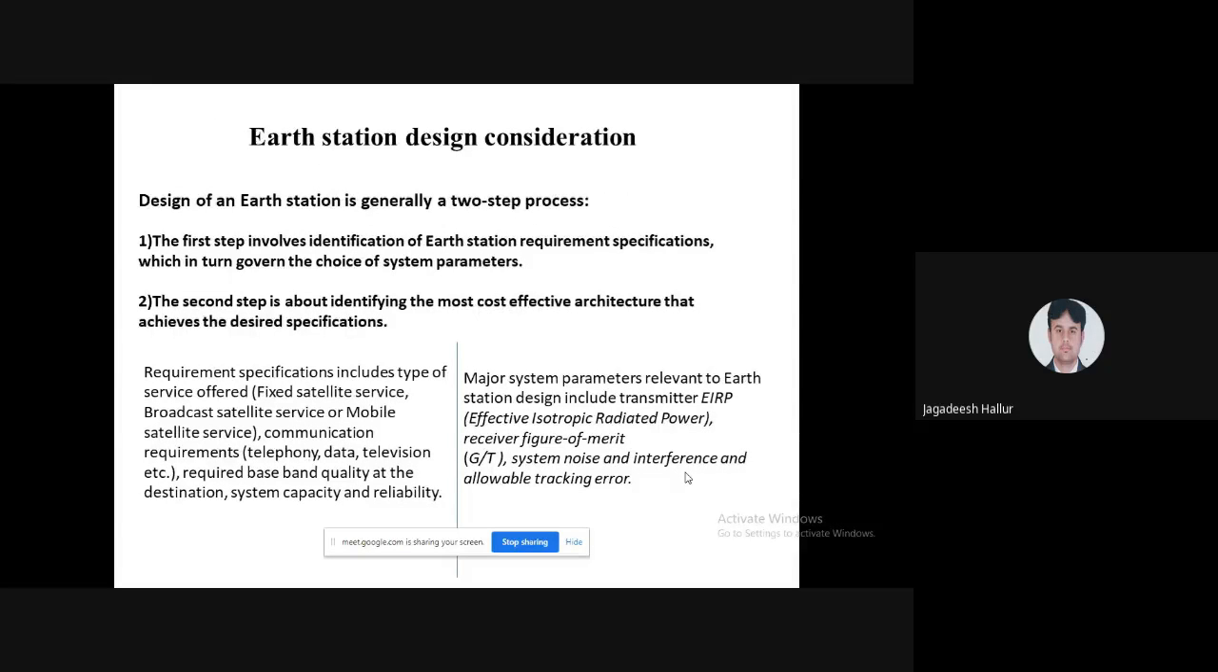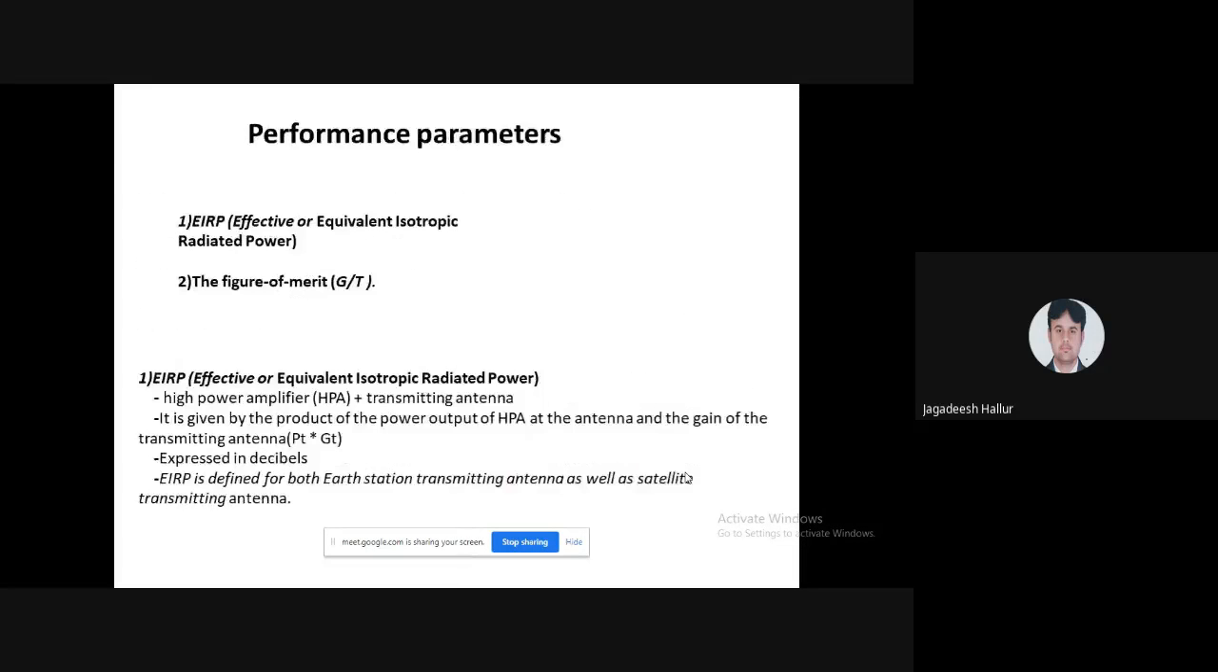In this Earth station design consideration, you have to calculate some of the parameters, and those parameters are EIRP. You have to calculate the G by T ratio, and you have to specify the specific equipment which is going to be installed in a particular satellite. And the main important point: 8 important considerations are there for the Earth station. Which are these 8 considerations?